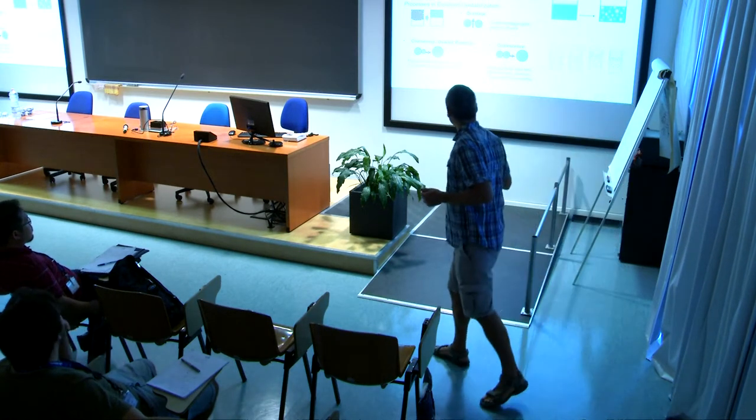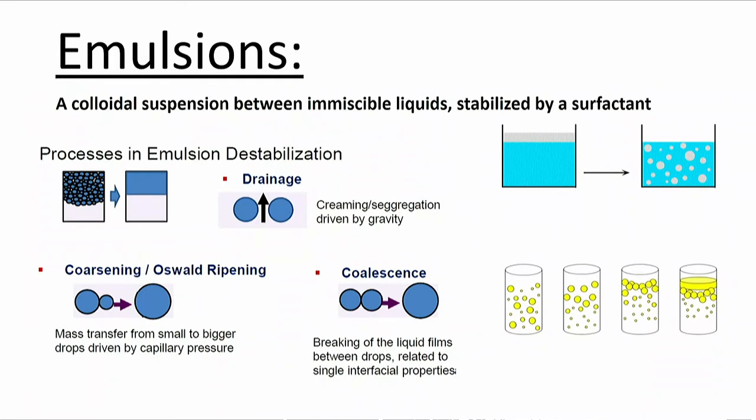So a few words about emulsion. An emulsion, as we already mentioned, is a suspension between two liquids that are not miscible. What reduces or drives the stability of an emulsion? There are basically three phenomena that can happen. The first is drainage due to the difference in density. So if oil is lighter than water, it will go to the surface, in the upper part of your emulsion, separating from the water that is going down.